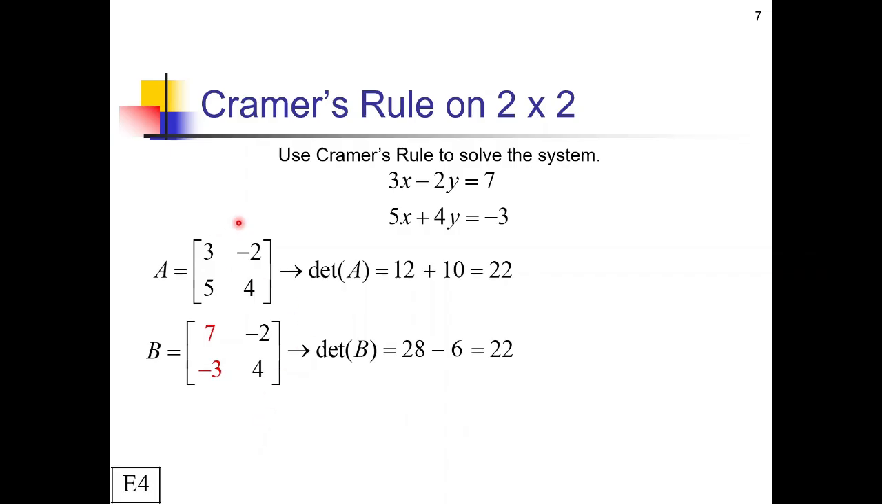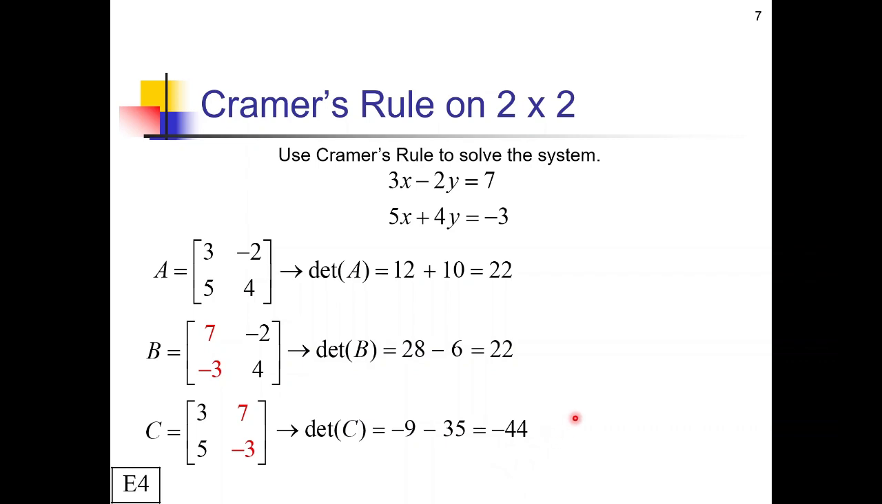All right, let's do the C matrix. That's going to, again, have our coefficient matrix, only we're going to replace the Y coefficients with the 7 and the -3. And now let's find the determinant of those. So we've got 3 times -3, -9, minus 5 times 7, so minus 35, comes out to -44.